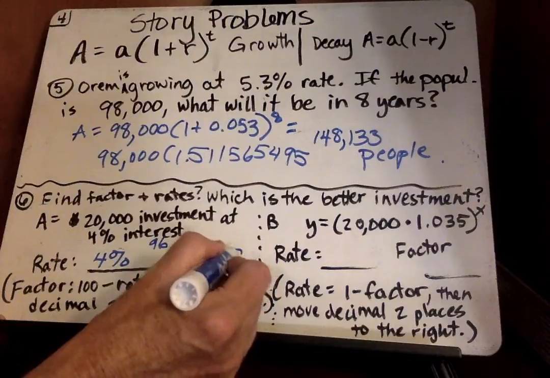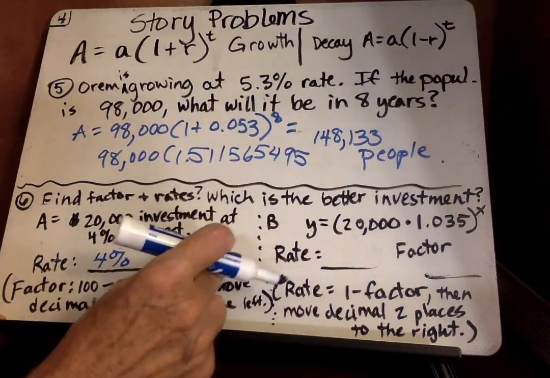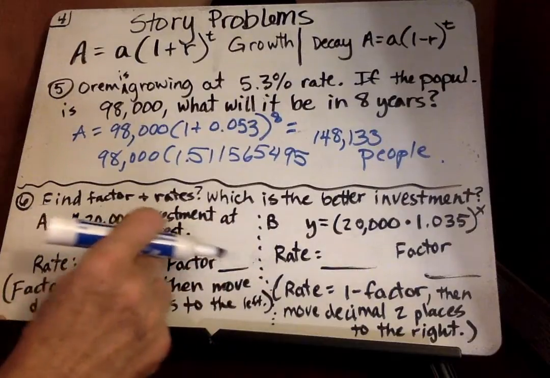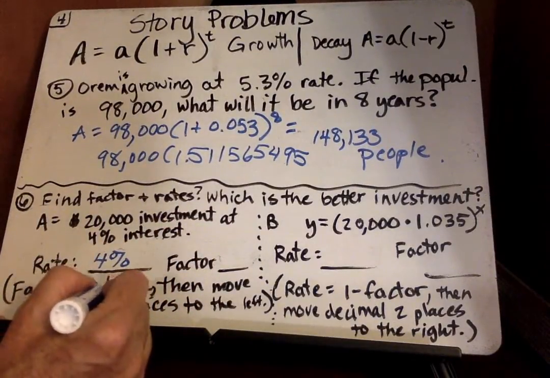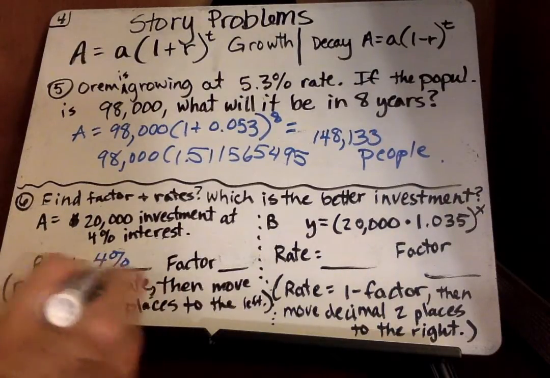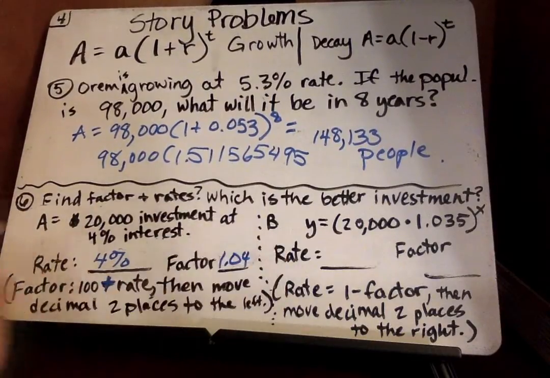So the factor is 0. Oh, wait. That's not right either. So we're going to go factor plus the rate since it's a growth. So that's going to be 100 plus 4 and then move it 2 places over. So it's 1.04. I apologize.